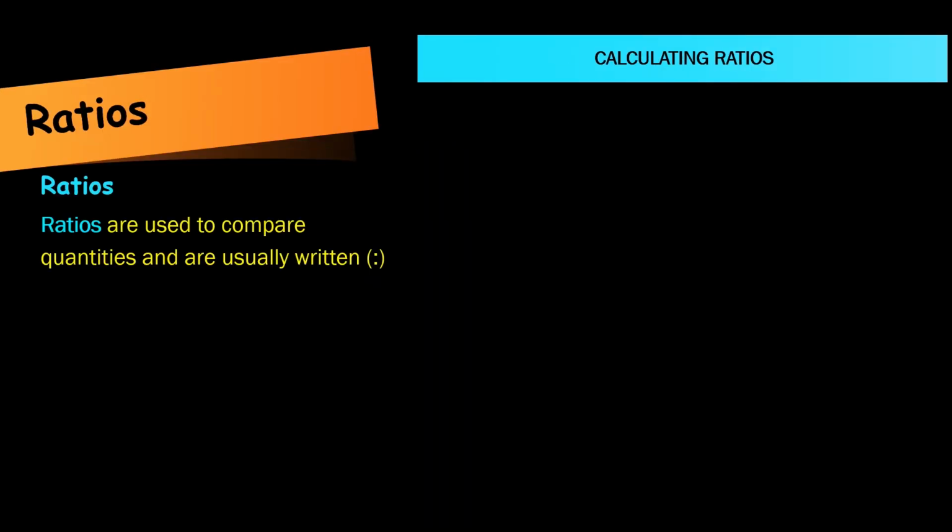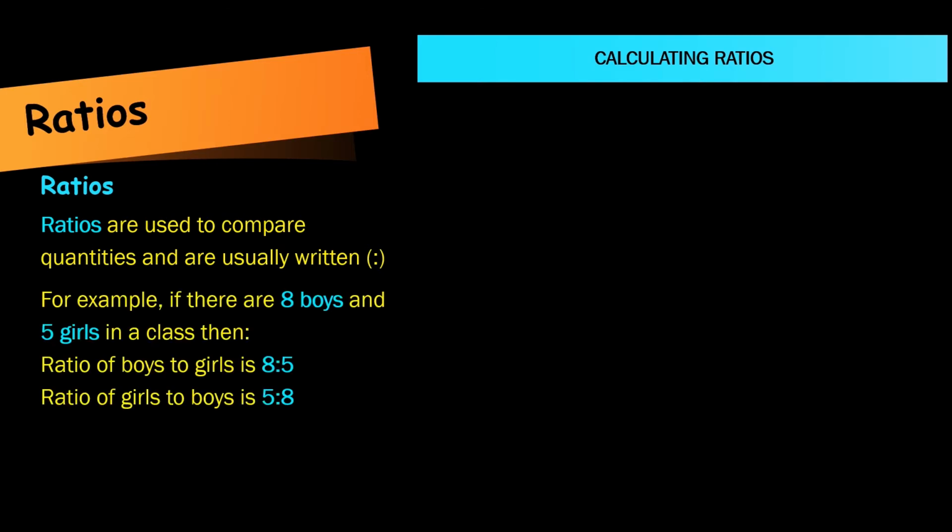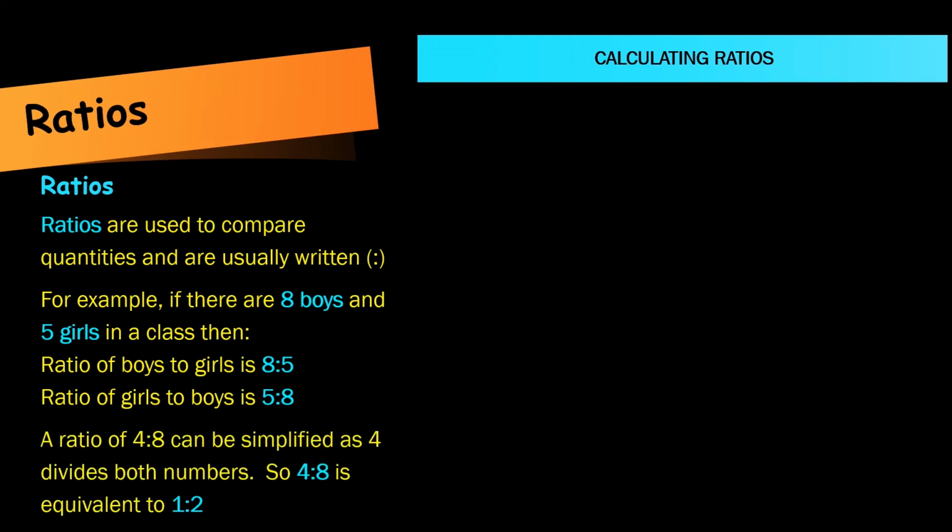Before we look at the first exercise, let's tackle ratios. Ratios are used to compare quantities and are usually written with a colon separating both sides. So, for example, if there are 8 boys and 5 girls in a class, then the ratio of boys to girls is 8 to 5, and the ratio of girls to boys is 5 to 8. A ratio of 4 to 8 can be simplified as 4 divides both numbers. So the ratio 4 to 8 is equivalent to 1 to 2.